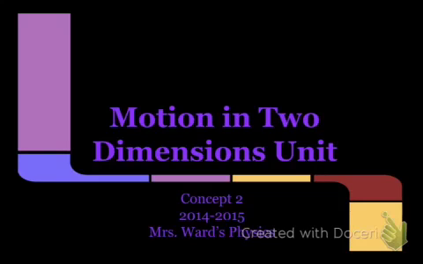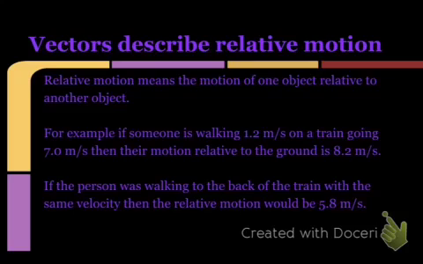Okay, so this concept is really honestly pretty simple, but like I said, it kind of stands alone from the other ideas and things, which is why I separated it into its own little concept. So when we're talking about vectors, we're describing the relative motion. What that means is it's the motion of one object relative to another object. Relative means when we compare. So the motion of one object as compared to another object.